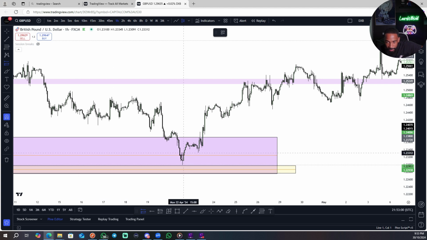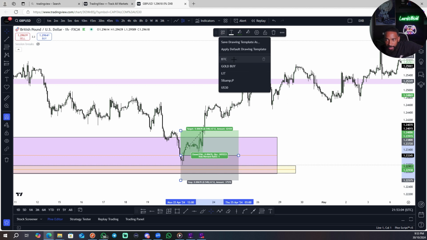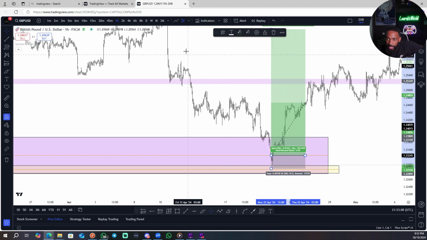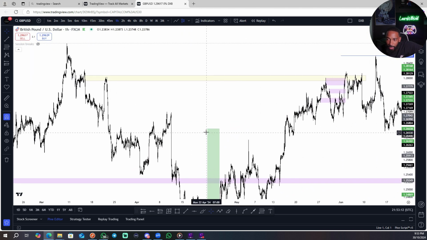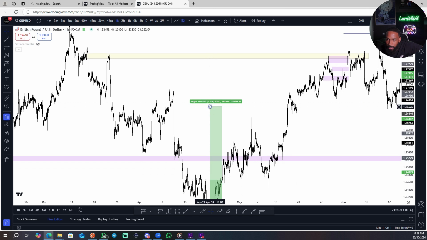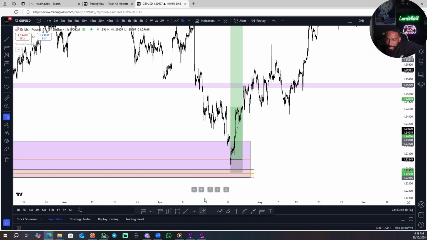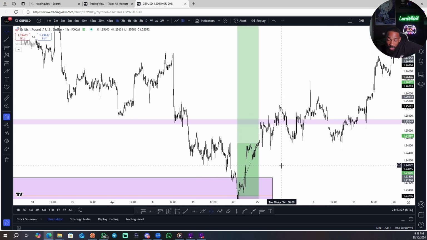But the second entry here, let's see if we would have kept ourselves in the game. The second entry, we would have stayed in the game, okay? We would have kept in this game, and look what's happened, guys. Price has gone up to that high there. What's that? It's 15 to 1. 15 and a half to 1.